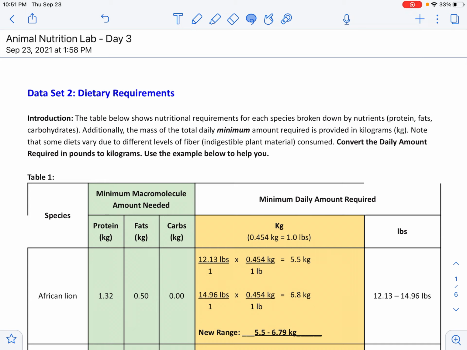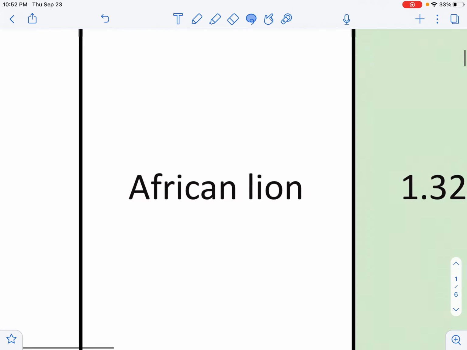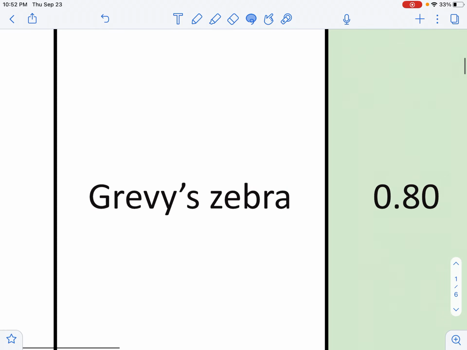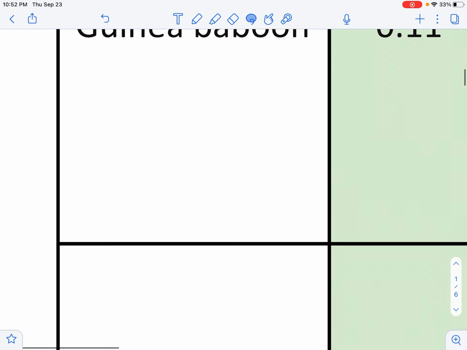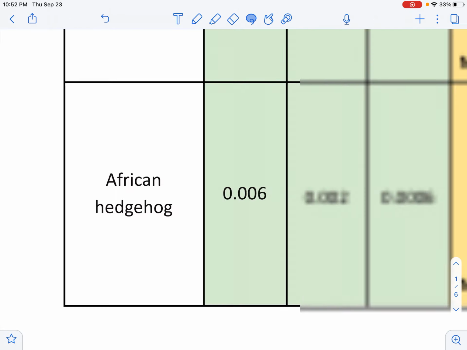If you're seeing this video right now, you are getting the introduction to Animal Nutrition Lab Day 3. The way that this third day of animal nutrition takes place is you are now taking control, playing the role of a zookeeper, and you have to evaluate and plan diets for the 4 species that you have in your control. And the 4 species are the African lion, the Grevy's zebra, the Guinea baboon, and the African hedgehog.